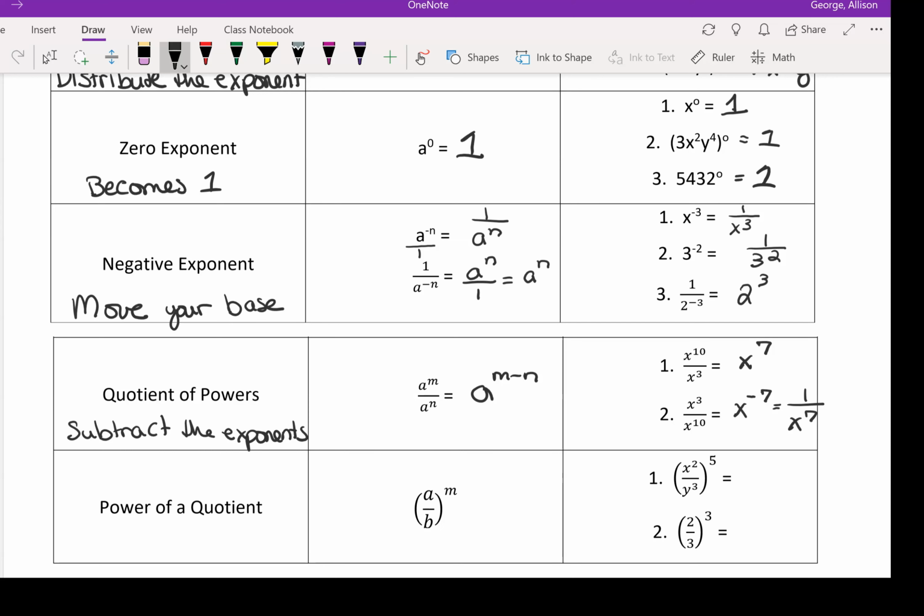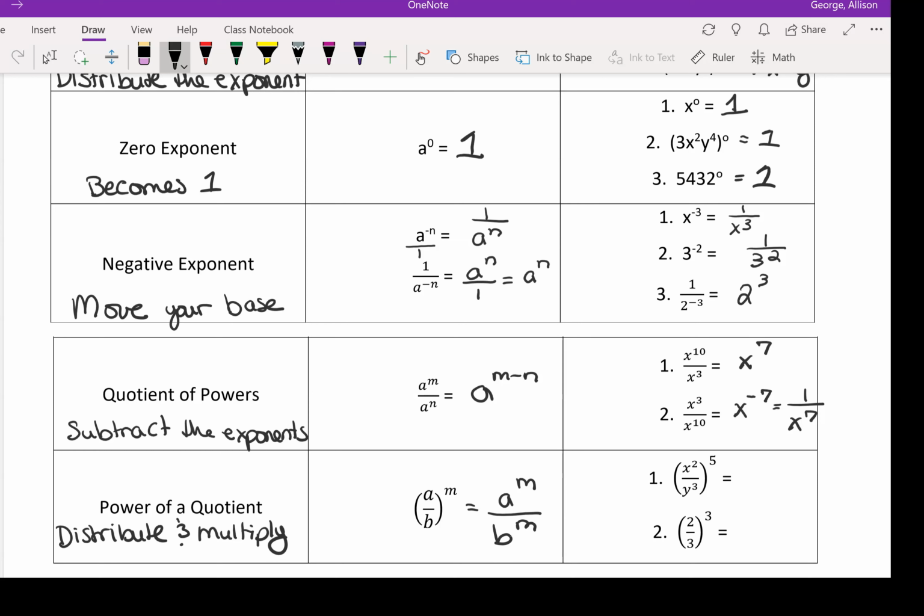All right, last one, power of a quotient is just like power of a power up at the top. You're going to multiply your exponents and you're going to distribute that power. So this is going to be a to the m, and this will be b to the m.